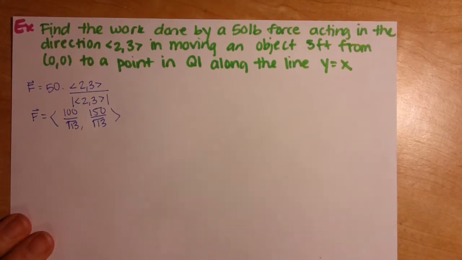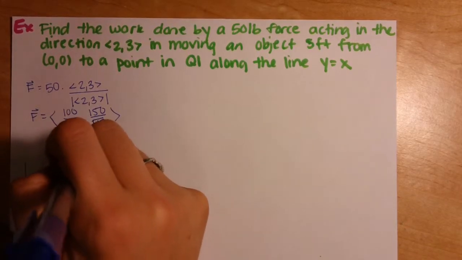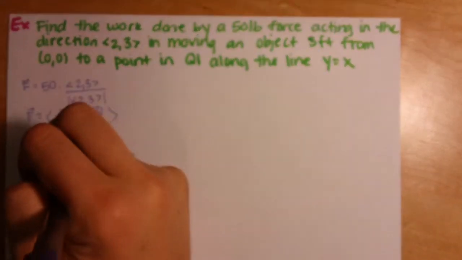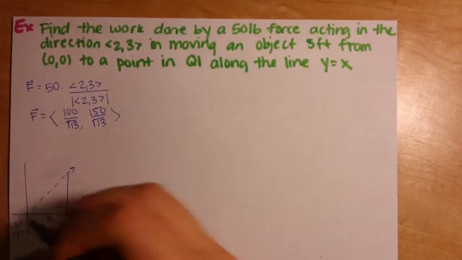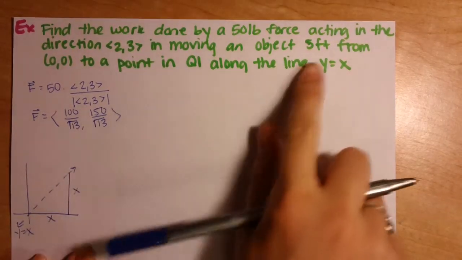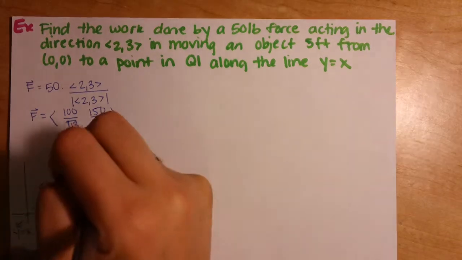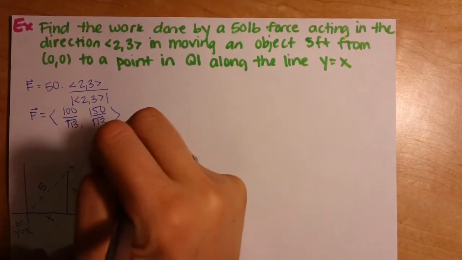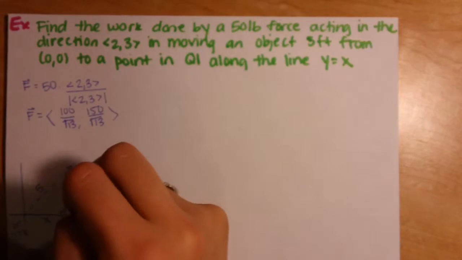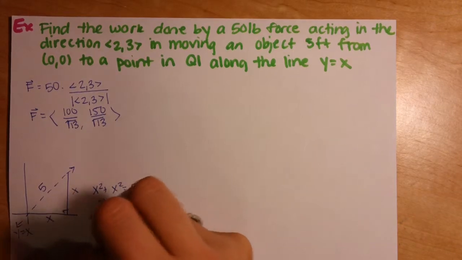Now I want to find my vector AB. So I know I'm going to be along the line y equals x. So I can draw myself a triangle. If y equals x, I go over x, I go up y equals x, so it's just going to be x. And I know I'm moving the object 5 feet. So I can use my Pythagorean theorem, x squared plus x squared equals 5 squared. So I have 2x squared equals 25. So x squared equals 25 over 2. So my x is 5 over the square root of 2.